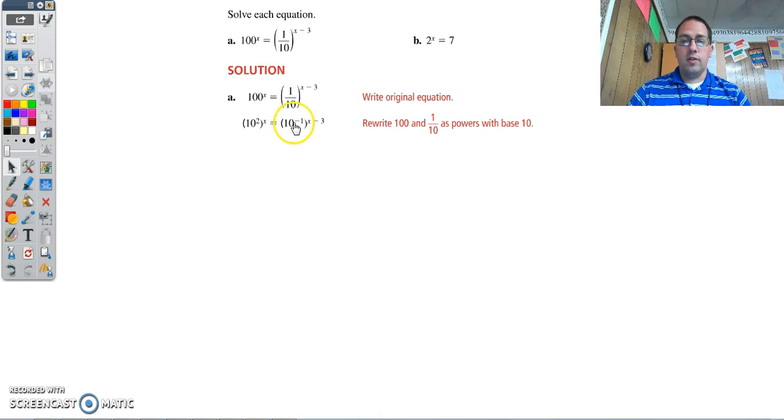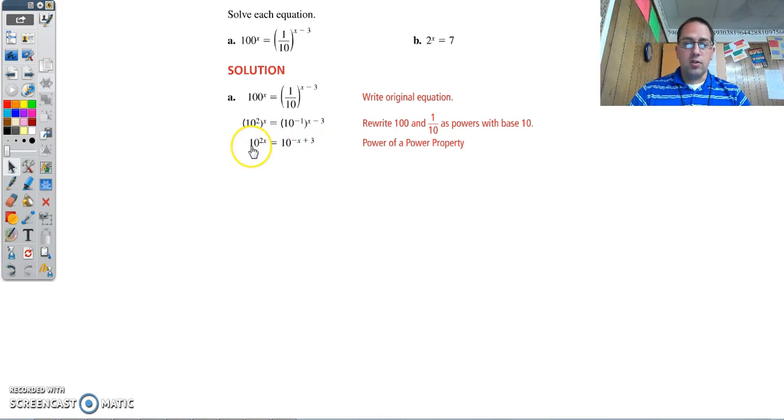So we have 10 to the negative 1 raised to the x minus 3. Now, we don't want these parentheses in there because they just complicate things. So we want to get rid of those, and to do that, we're going to use the power of a power property. So this is exponent times the exponent it is being raised to, so 2 times x is 2x. And negative 1 times x minus 3, negative 1 times x is negative x. Negative 1 times negative 3 is positive 3. So we have 10 to the 2x power equals 10 to the negative x plus 3.